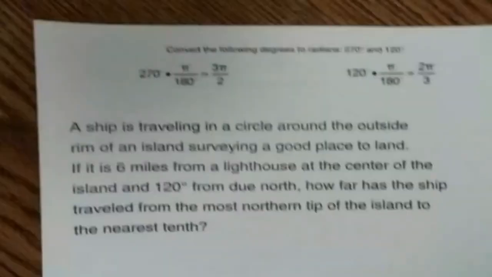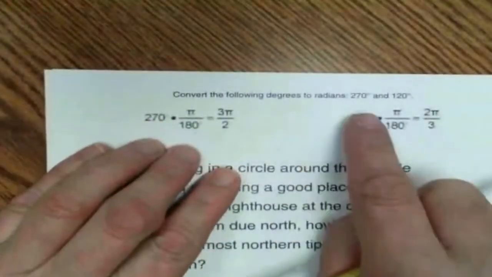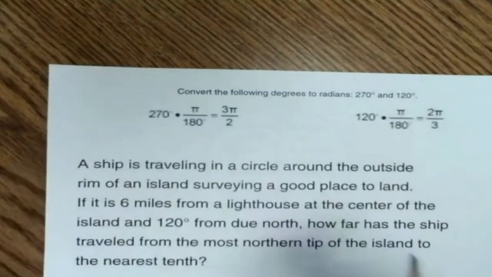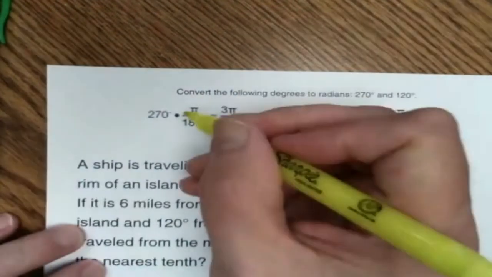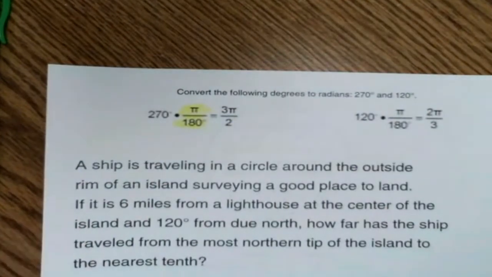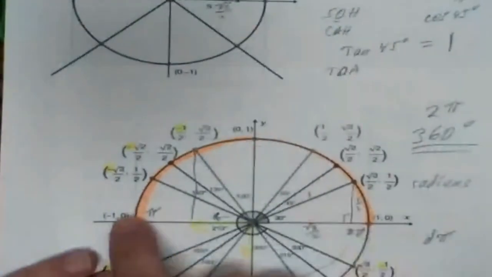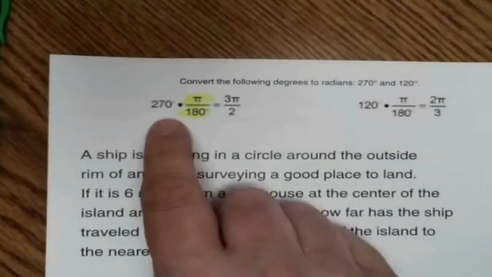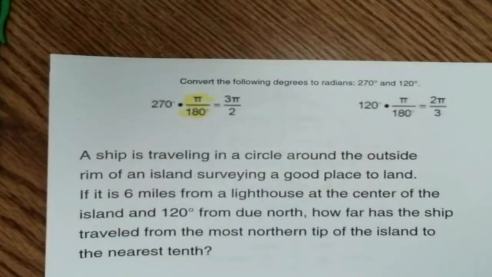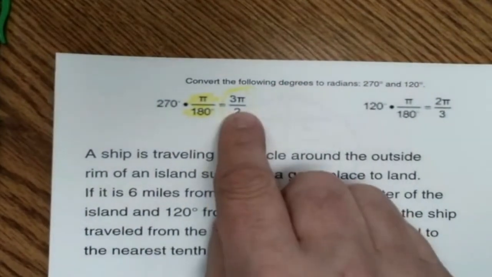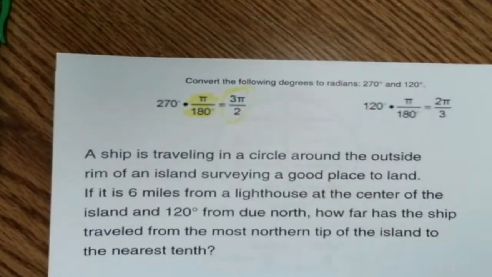So we can convert that too. Let's look at this. Convert the following degrees to radians. 270 degrees, what is that in radians? 120 degrees, what is that in radians? Well, here's what you do to convert. You multiply times pi divided by 180. Right? You're taking how many degrees, dividing it by 180, and then multiplying that by pi, and that will convert it. So 270 degrees is 3 pi over 2. 3 pi over 2, which is 3 halves. That's 1.5, 1.5 pi. Right? Where's 270 degrees?